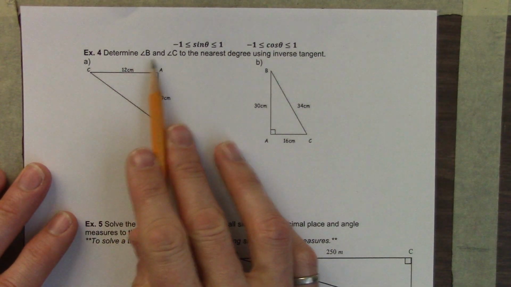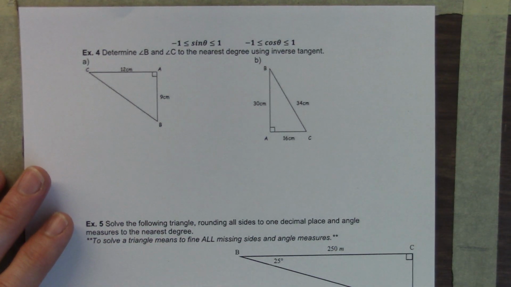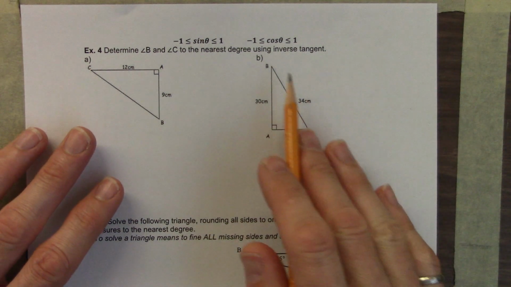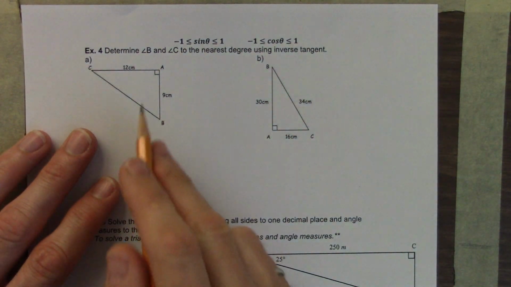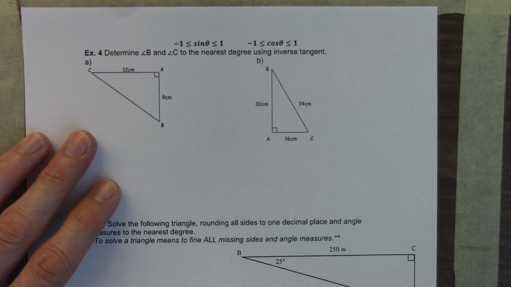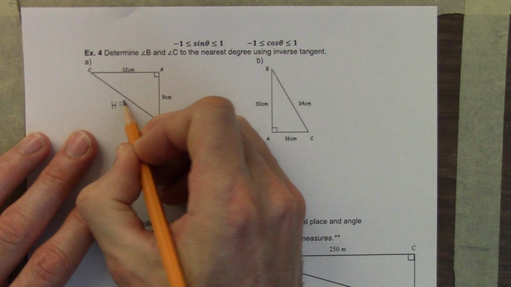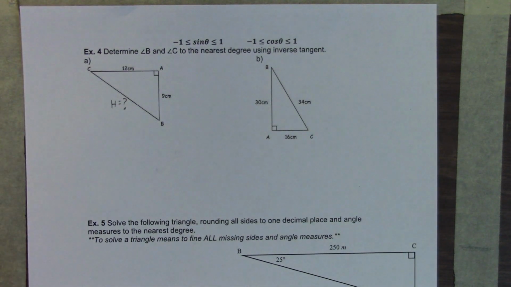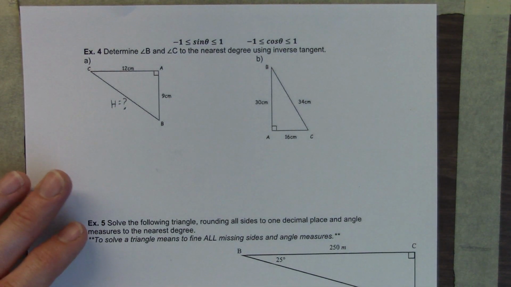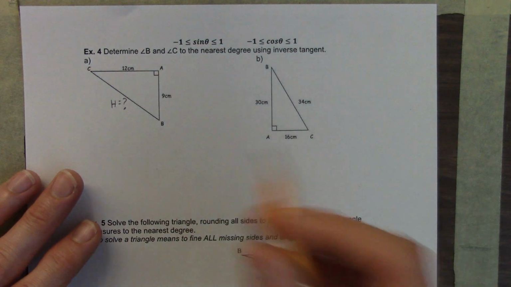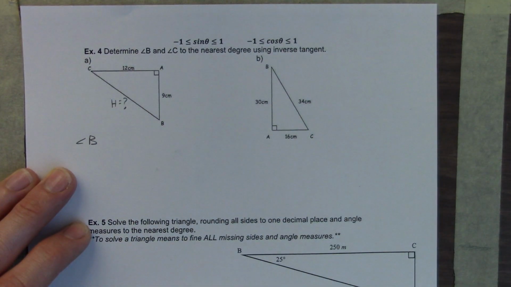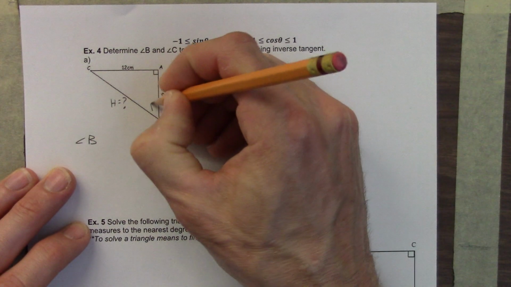All right, so it says determine angle B and angle C to the nearest degree using the inverse tangent. Okay, so it wants us to use the tan ratio. Why do we use the tan ratio here? Because we don't know the hypotenuse. Now I know we can find the hypotenuse, but that's a lot of work for us. We have ratios now, so we can do this a lot easier. So angle B is down here. I can use the tan ratio here. So this is our angle B.